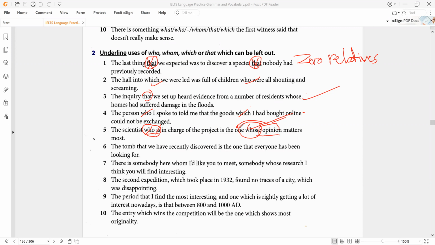Okay, number 6. The tomb. We talked about tomb yesterday. The tomb that we have recently discovered is the one that everyone has been looking for. The tomb, the burial place. That can be deleted. We can delete both of them, yeah? Yes, so the tomb we have recently discovered is the one everyone has been looking for. Okay, the meaning is okay. The tomb.